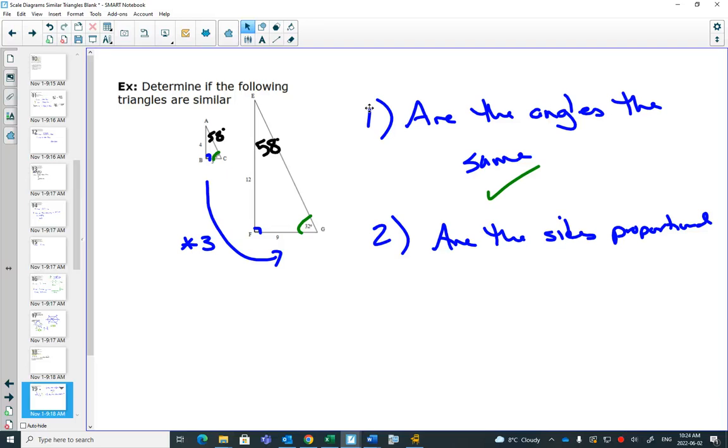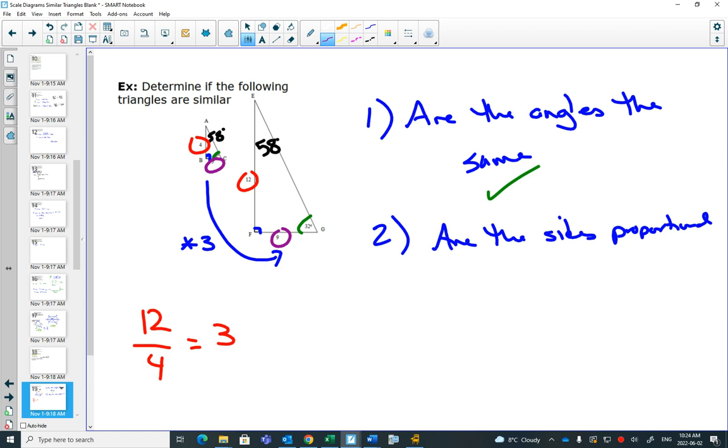And that's, if you want to use the proportions, you take the corresponding sides. So I'm going to circle these ones in red. 12 over 4, that reduces to 3. I'm going to take these ones in purple. Do them in the same order. 9 divided by 3, that equals 3. Are they the same? Yes, we're multiplying by 3.